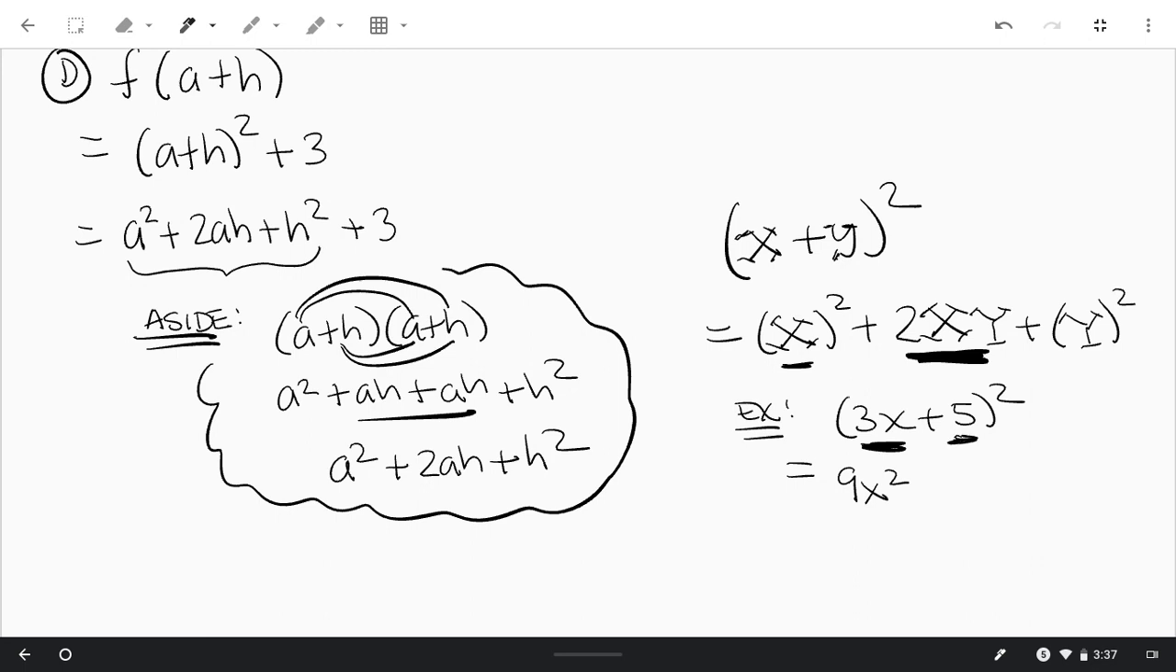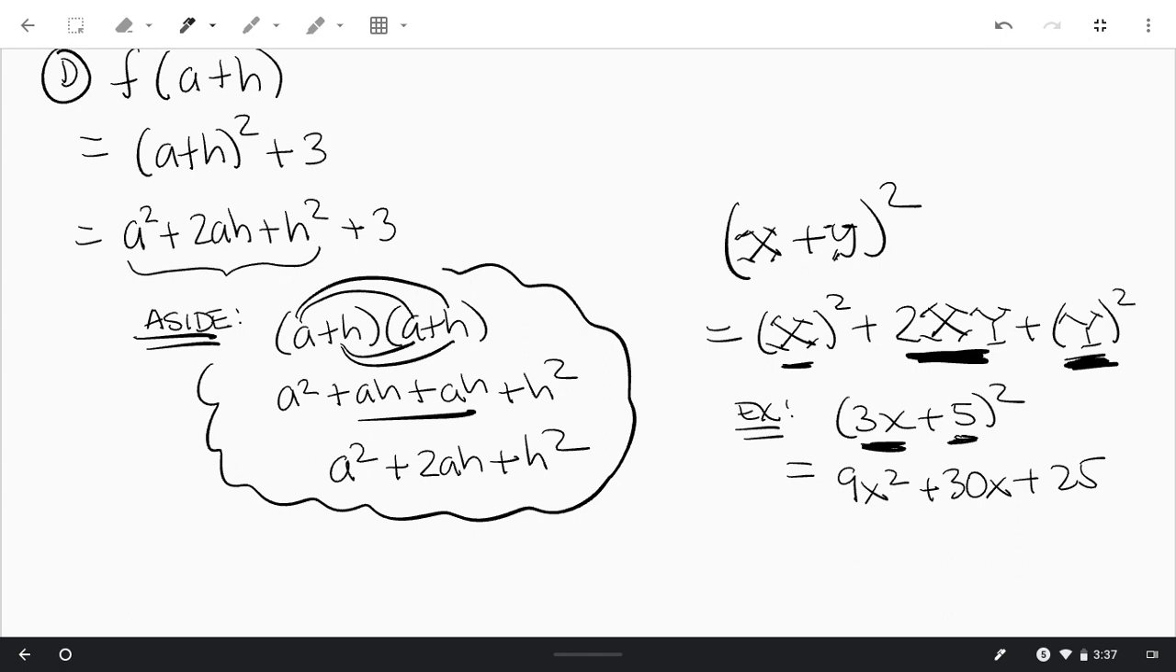So I get 15x, but then double it. So that's 30x. And then to get this third term, you square that last term. 5 times 5 is 25. Okay? So that's how you do that. Try to memorize this.